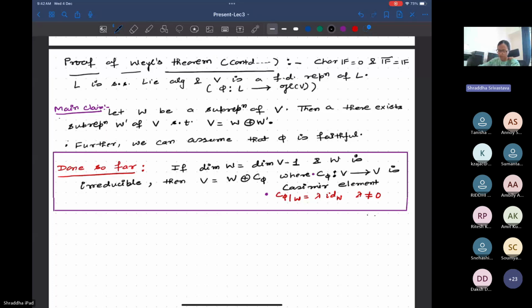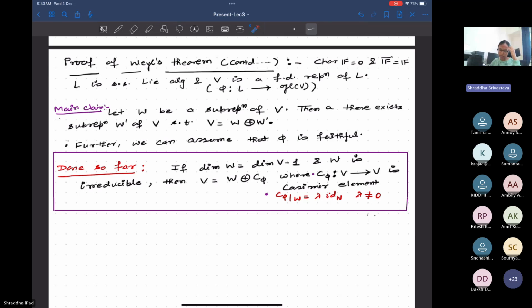Recall Weyl's theorem: every semi-simple Lie algebra, if you look at a finite dimensional representation of a semi-simple Lie algebra with the proper condition on your characteristic field, then you can write V as a direct sum of irreducible representations.